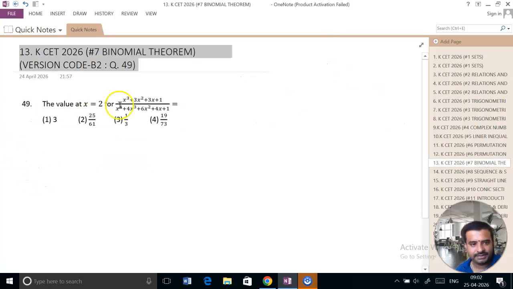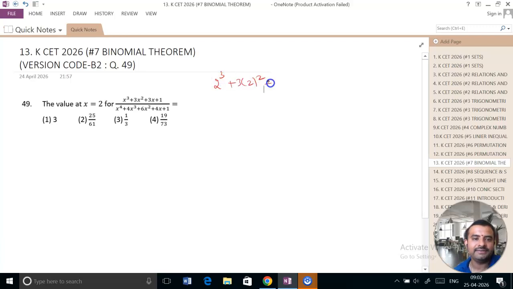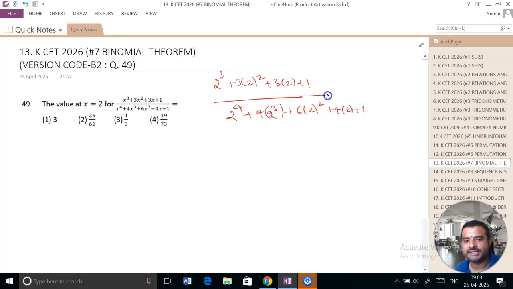See, this is a general question, but if you're going to take x is equal to 2 and substitute like 3 into 2 square plus 1 divided by 2 power 4 plus 4 into 2 cube plus 6 into 2 square plus 4 into 2 plus 1, it will take time. See, it's time consuming. Don't follow this method.